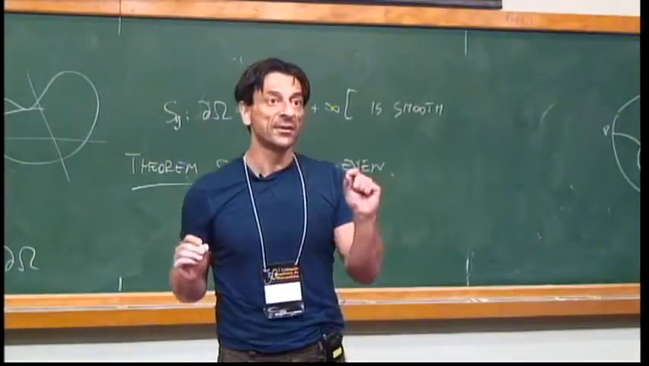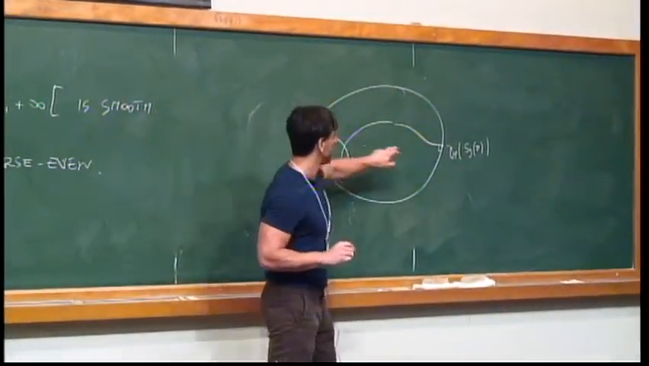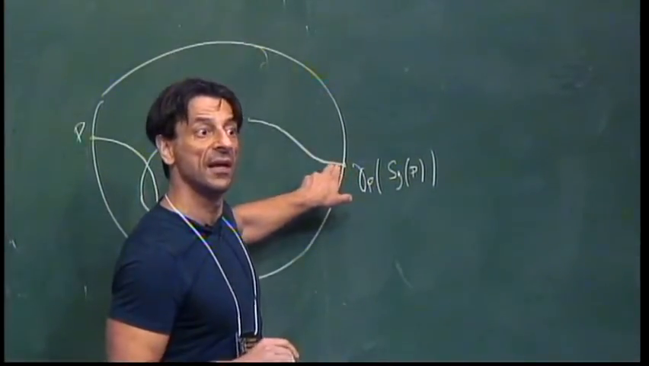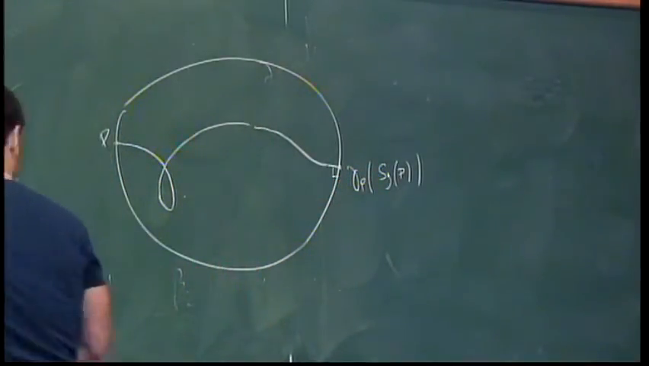The important thing is to show that the Morse index of the function SG at the point P has to be the same as the Morse index here, okay? Let's see how we prove that.